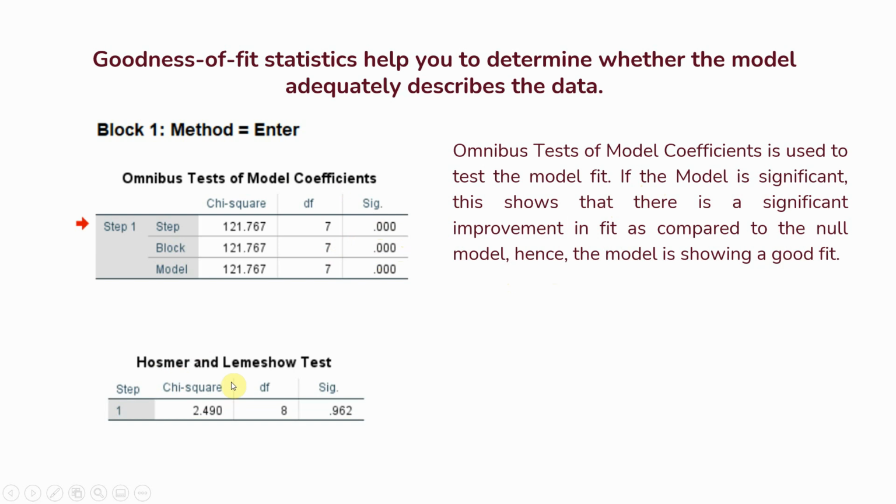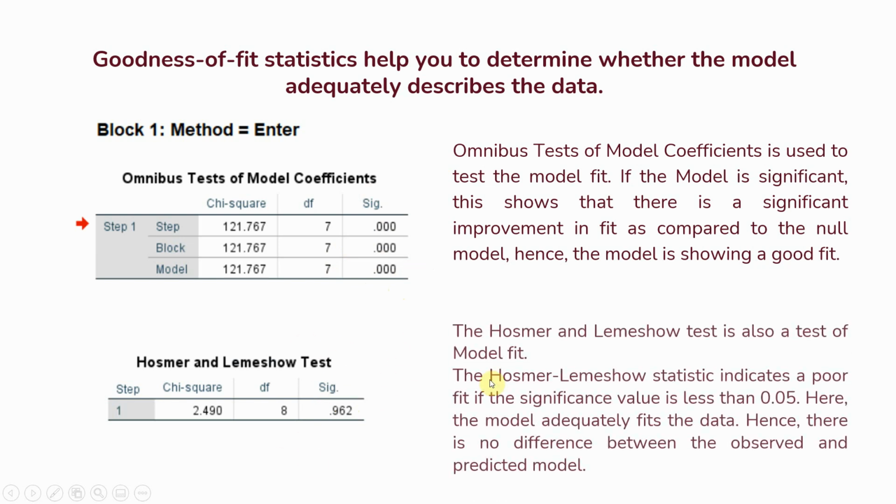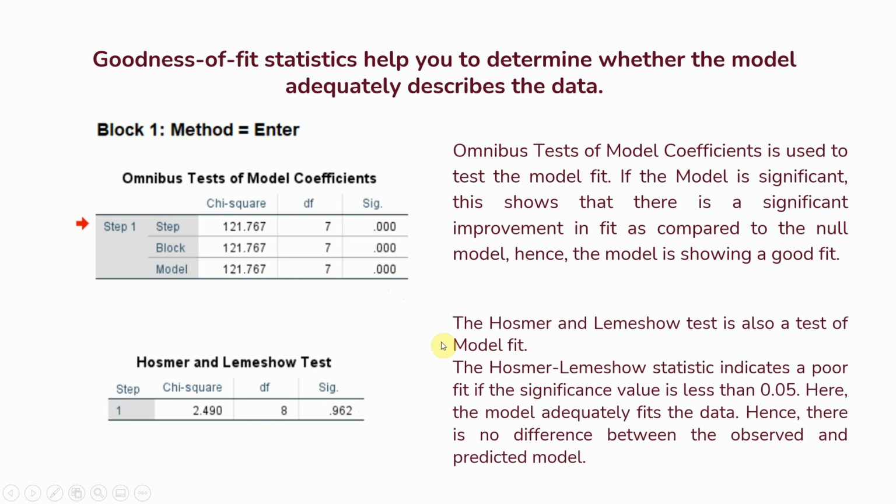There is another test, the Hosmer and Lemeshow test. Now, for the omnibus test, if you wanted a good fit, you required it to be significant. But in this case, the test has to be insignificant. The Hosmer and Lemeshow test is also a test of model fit. The Hosmer and Lemeshow statistic indicates a poor fit if the significance value is less than 0.05, which is when the test is significant. Here the model adequately fits the data. Hence, there is no difference between the observed and predicted model.